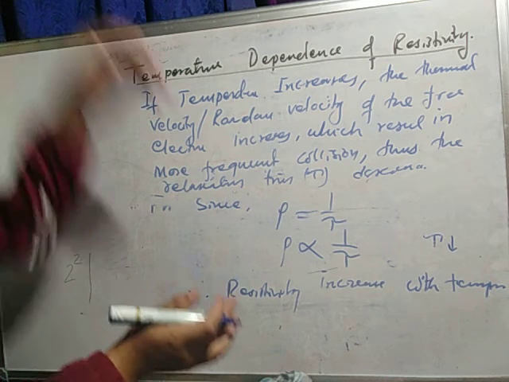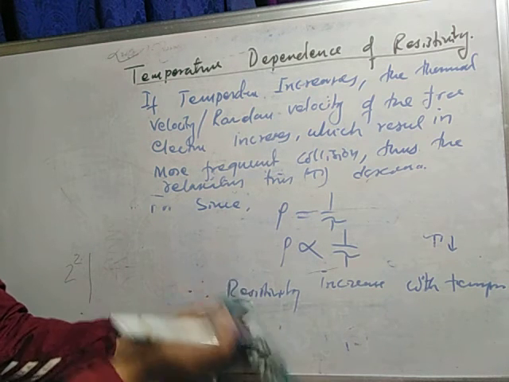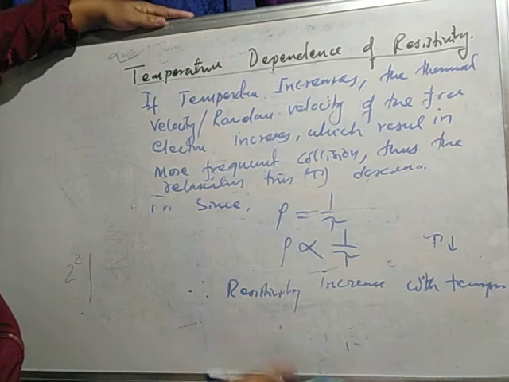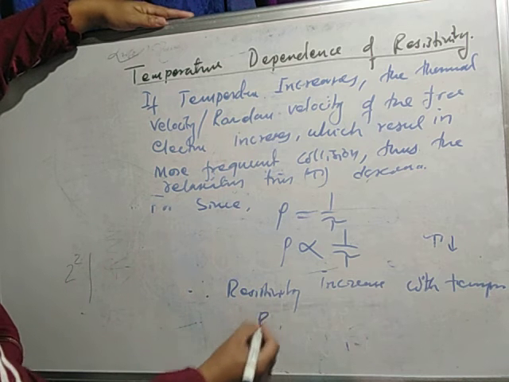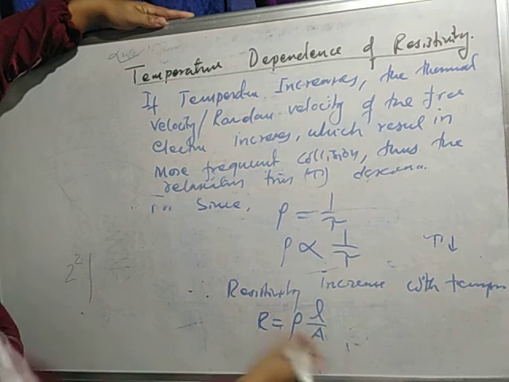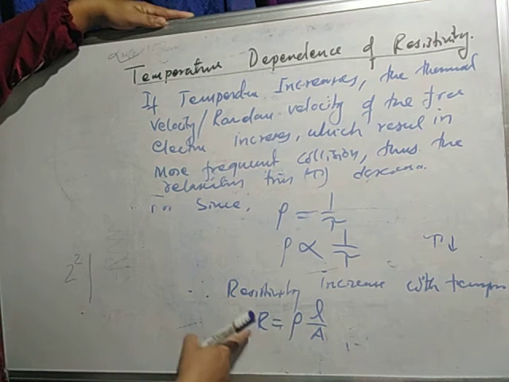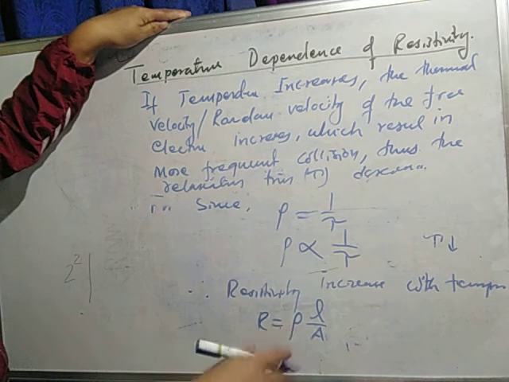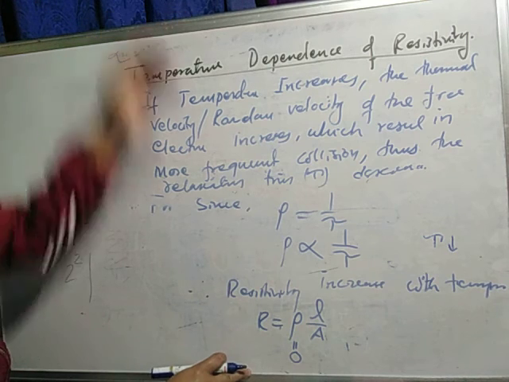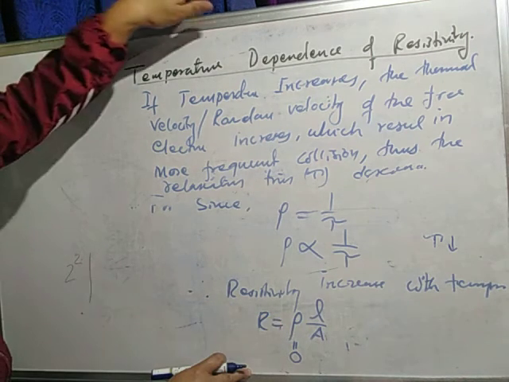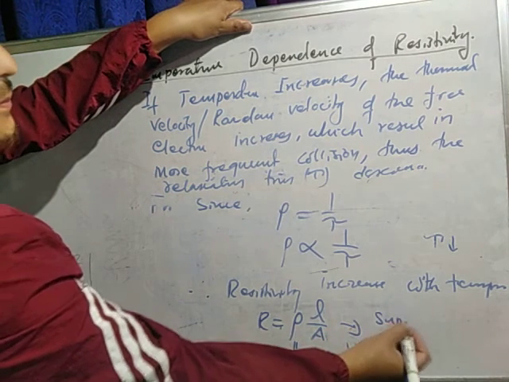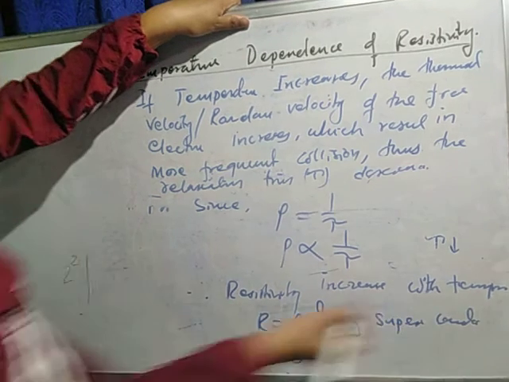Now, you know R equals rho L by A. So if temperature increases, resistivity increases, resistance increases, isn't it? If you cool down the temperature, resistivity decreases, and if resistivity decreases, resistance decreases. Okay, so this type of conductor is also called a superconductor.